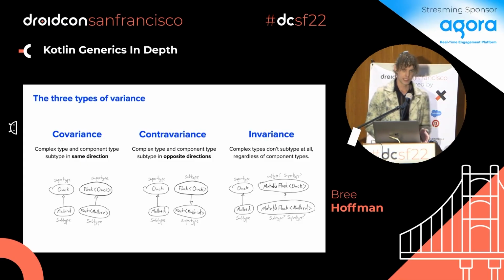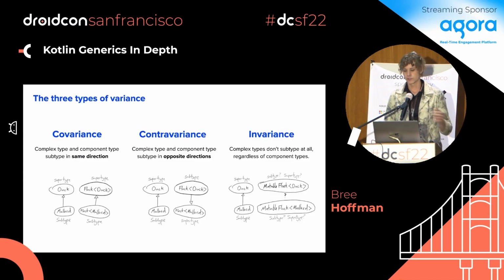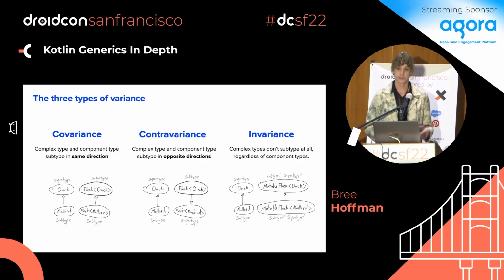There are 3 types of variance, and I'm going to first go through what they are conceptually, and then we'll talk about how we can ascertain which type of variance we're looking at, and then lastly, how you can specifically annotate your classes with the kind of variance that you would like to have.